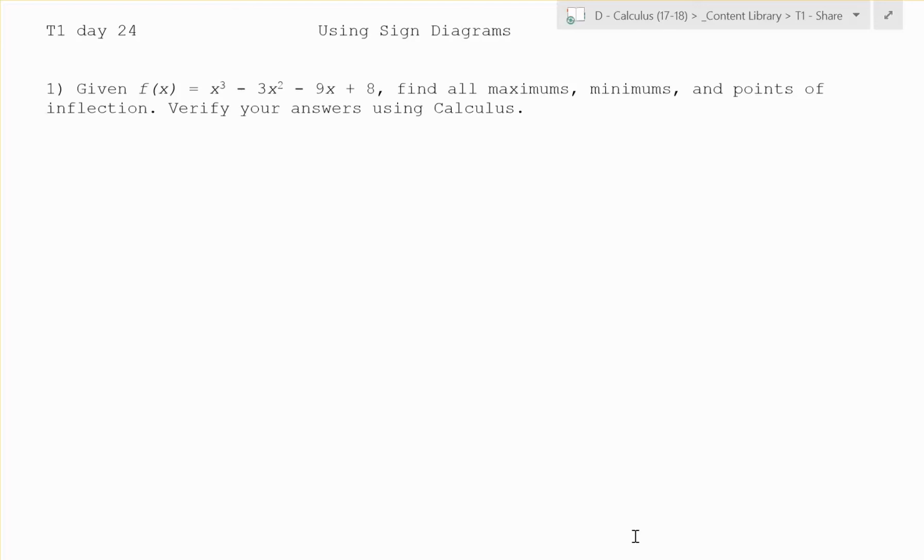Today we are going to continue our analysis of functions using the first and second derivatives. In this question, it gives us a function f of x, and it asks us to find all maximums and minimums and points of inflection. So we're going to be using the first and second derivatives to find those things. So first, let's find the derivative.